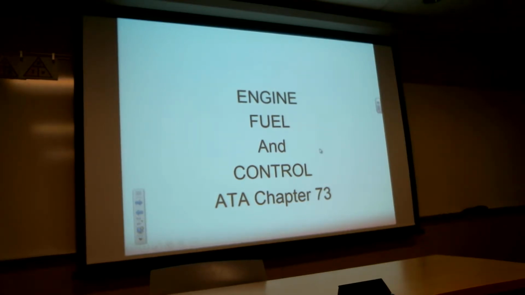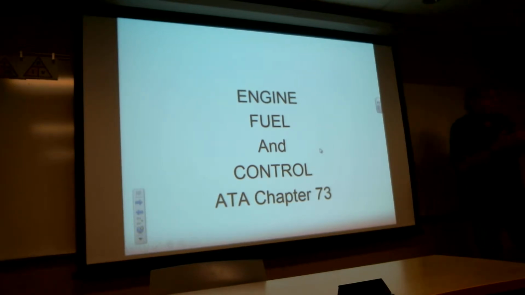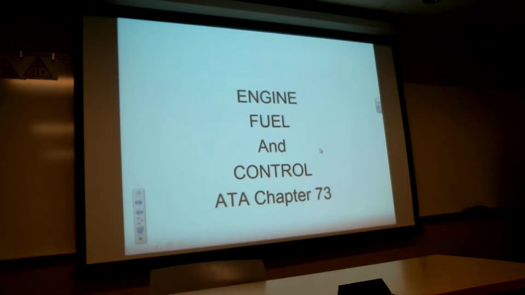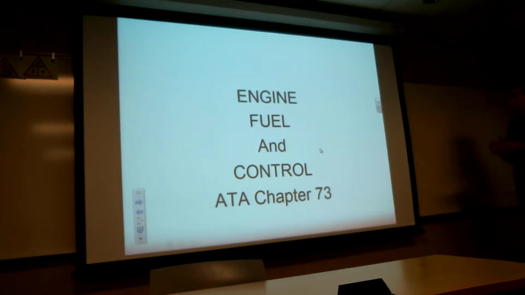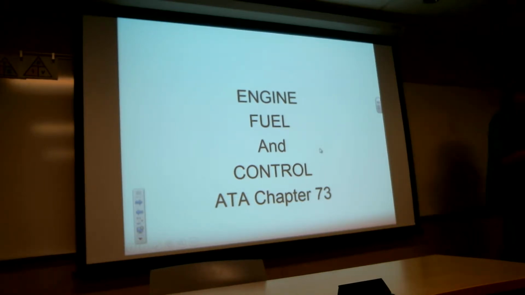Okay, so ATA is an organization of air transport carriers, and what they do is they set how manuals are laid out. So engine power plants is chapter 72. When you get into fuel and control, it goes to 73. So let's say you wanted to do something with a fuel nozzle, you go to fuel and control. It just makes it a little bit easier to find your way through things on the maintenance manual.